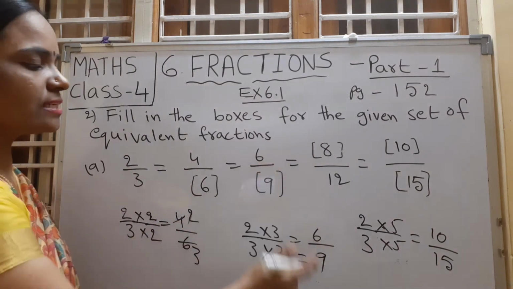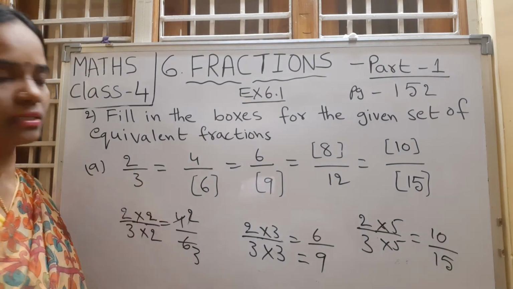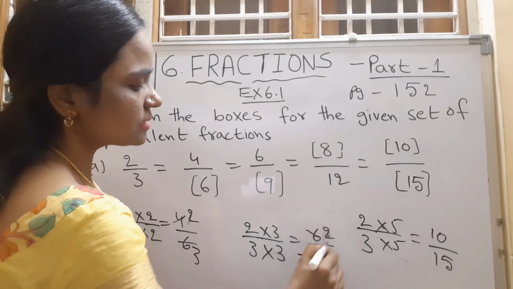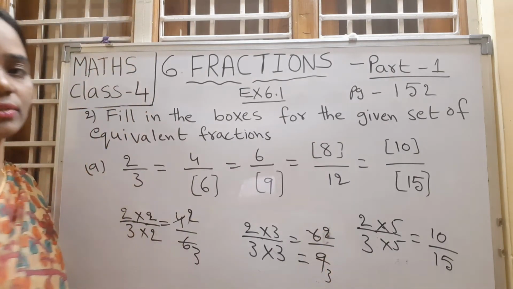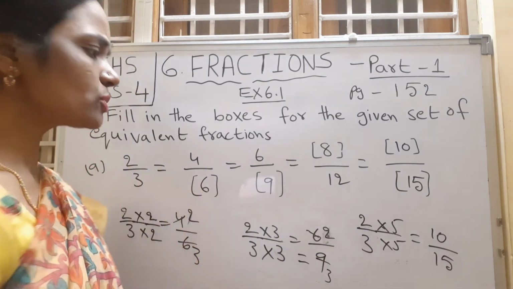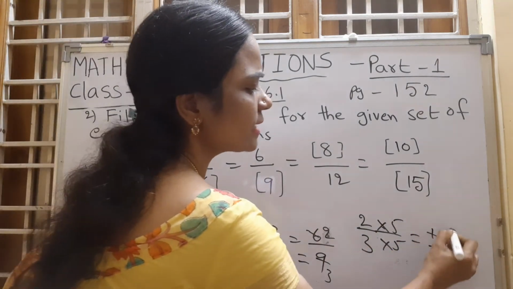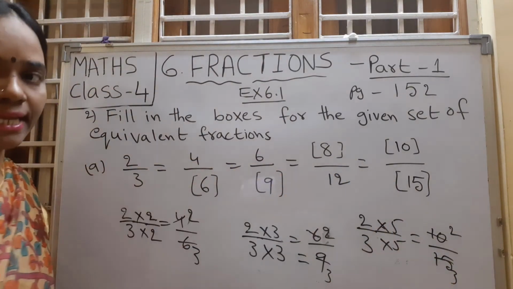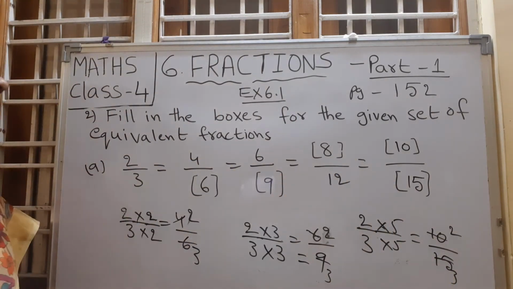Next 6 by 9 means its value is 2 by 3 only. How? 2 3 3 table. 3 2s are 6. 3 3s are 9. 2 by 3 only. Next 10 by 15 means what is its value? Its value is 2 by 3 only. 5 2s are 10, 5 3s are 15, so 2 by 3. So all fractions have the same value. So these are the equivalent fractions.